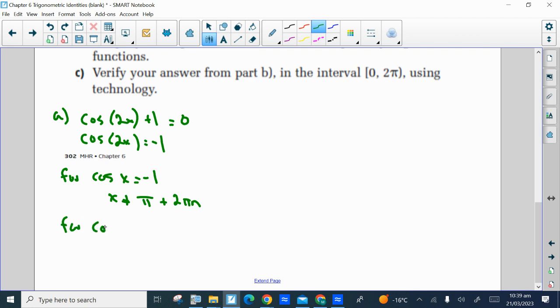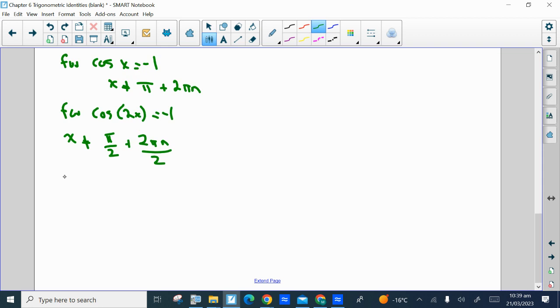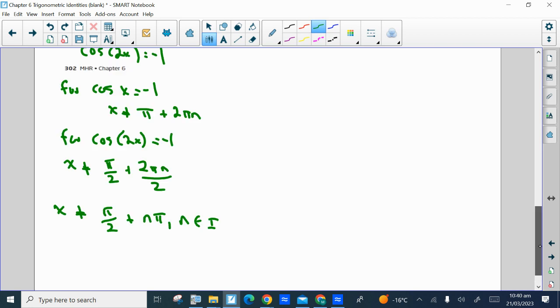For cos 2x equaling -1, again, that 2 causes a horizontal stretch by a factor of 1/2. So everything will be half of what it was before. So x cannot equal pi over 2, but also the 2 pi n will be half of what it was before. So our restrictions will actually be that x cannot equal pi over 2 plus n pi. There's the restrictions for that one.